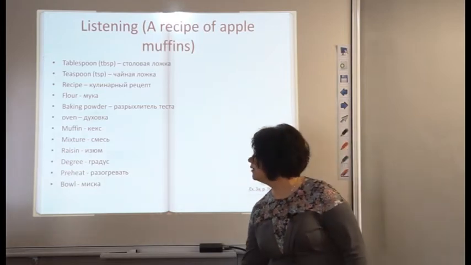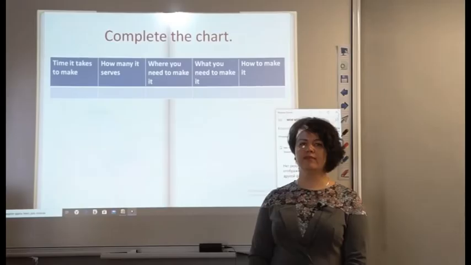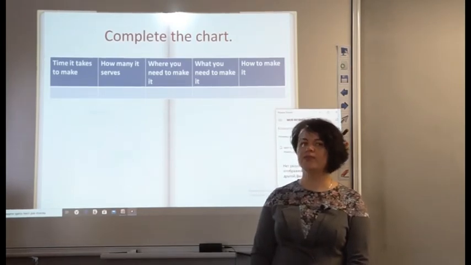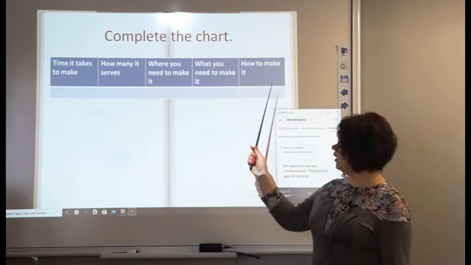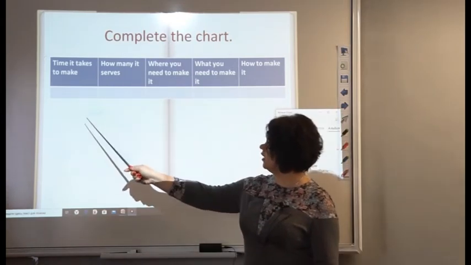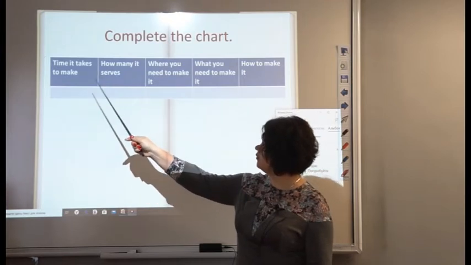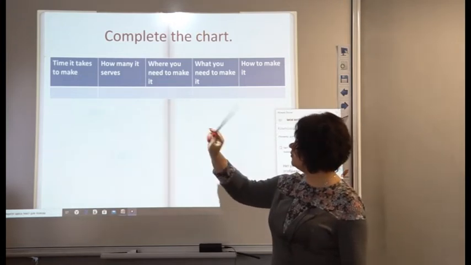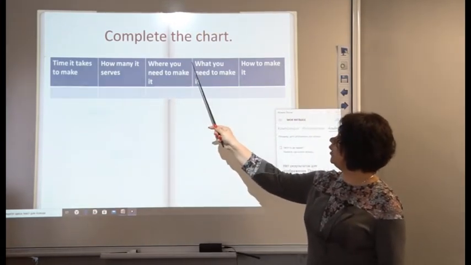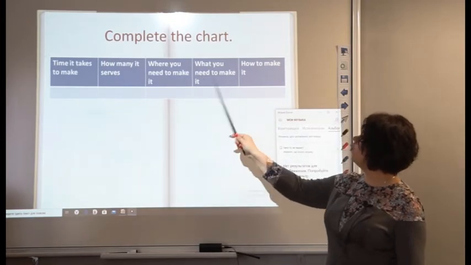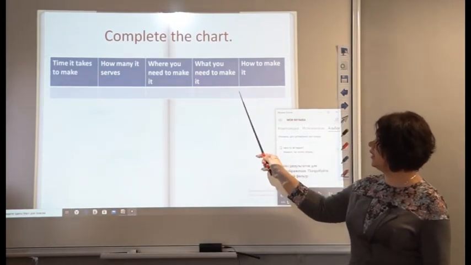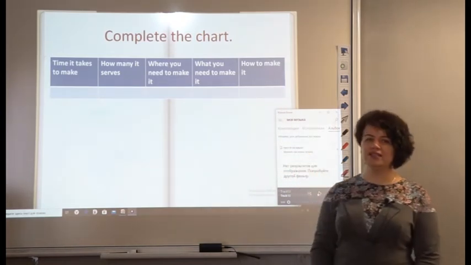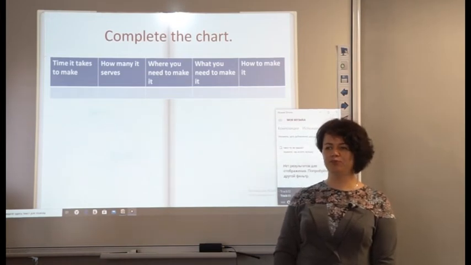Now look at the table, look at the chart. Dear students, your task is to listen to the text, then complete the chart. The first column is for time it takes to make. The second column is for how many it serves. The third one is for where you need to make it. The fourth one is for what you need to make it. And the fifth one is for how to make it. Now listen and do the task.